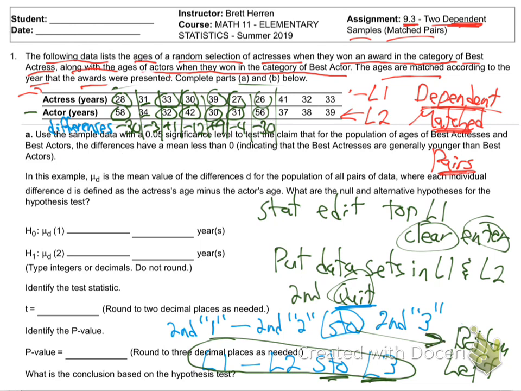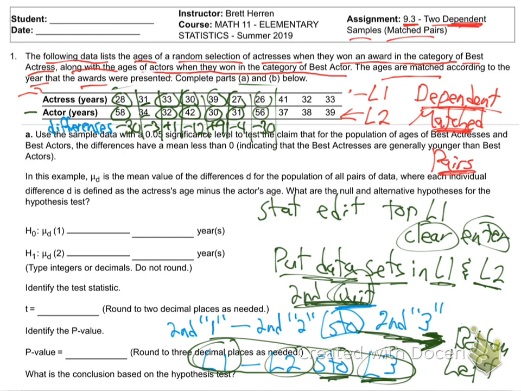It's second row from the bottom on the left. So anyway, we're going to subtract L1 minus L2 and store the answers in list L3. That's what that's going to do automatically. So we put our data into L1 and L2, and then we quit out of there.